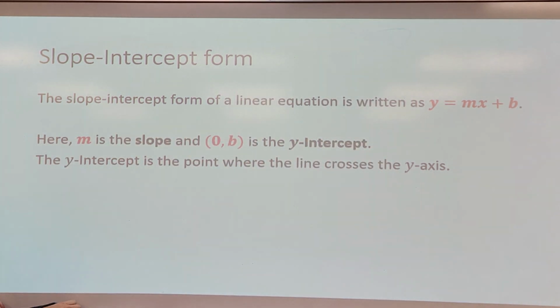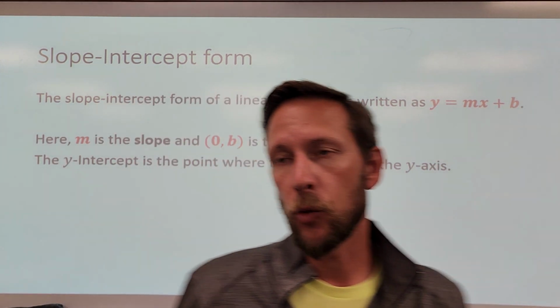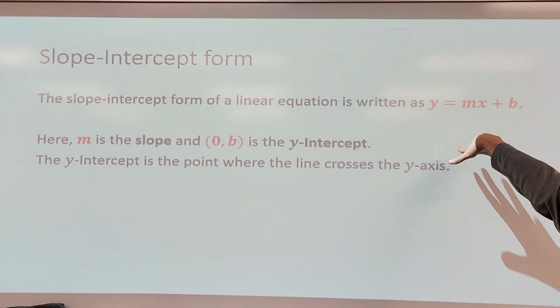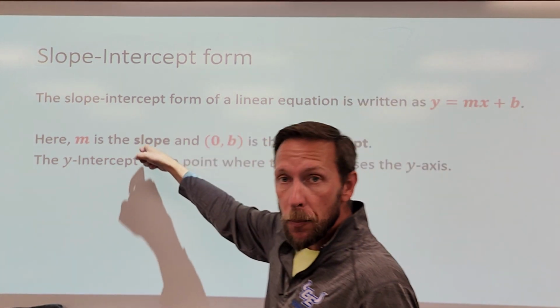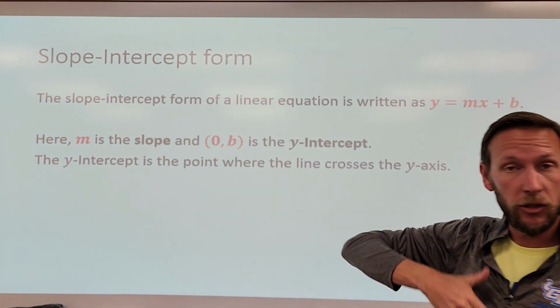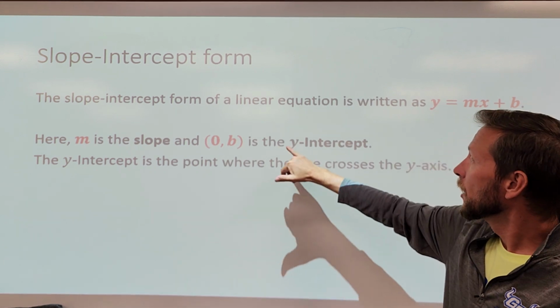All right, the slope-intercept form for a linear equation, we write y equals mx plus b. That is not a new concept. Here, the slope is the m value, and we know how to find that. We just practiced it, right?